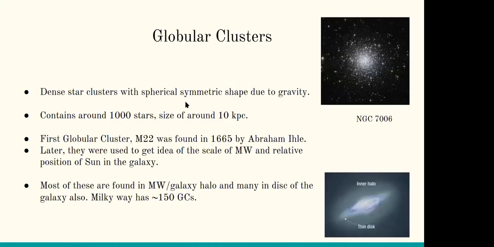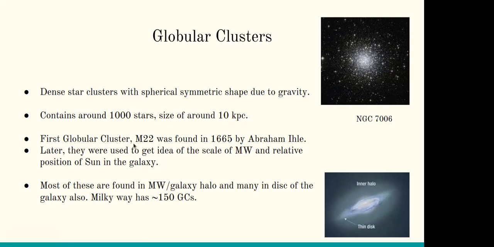So moving on. Basically, globular clusters are dense star clusters with a spherically symmetric shape because they are tightly held by gravity. A typical globular cluster looks like this. We can see that the density increases as we go towards the center. This is NGC 7006. Globular clusters typically contain around 1,000 to a million stars, and their size varies. Size is around 10 kiloparsecs.